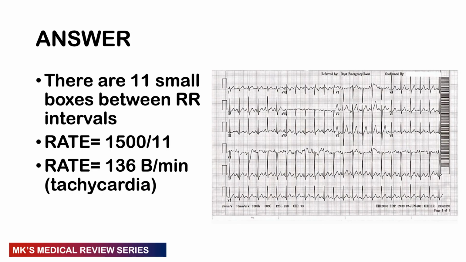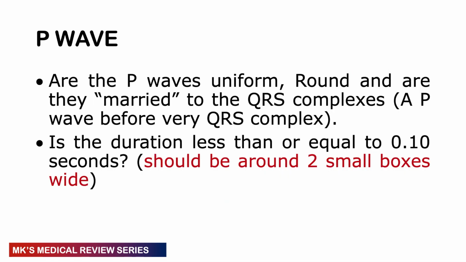And here goes. So here, if you count the number of small boxes in between, of course, they are about this 1 to about 10, and this is not at the end, so it's like one small square. So 1,500 divided by 11 small squares gives us roughly around 136 beats per minute, which is a tachycardia. As you can see already, these are very close to each other. So after we have done that, now we have assessed the rate.